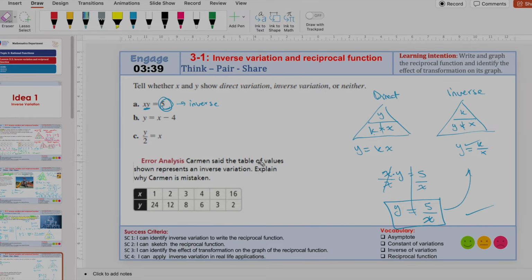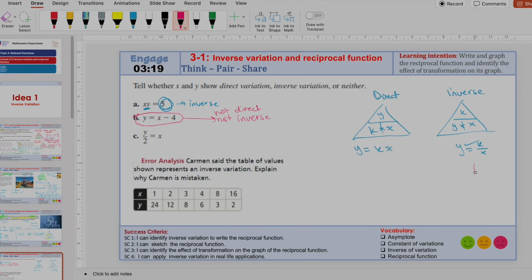Anyways, second one, we have an addition. Every time you see an equation where it's adding or subtracting a number, it's not inverse at all, or not direct, neither.